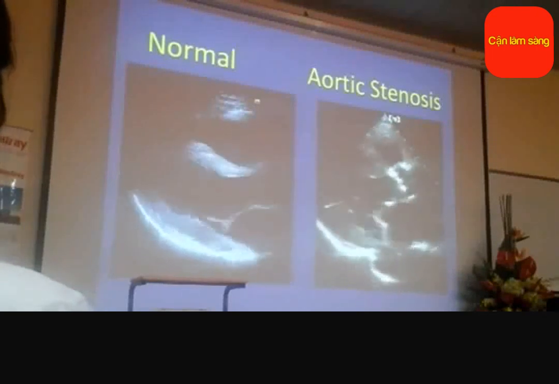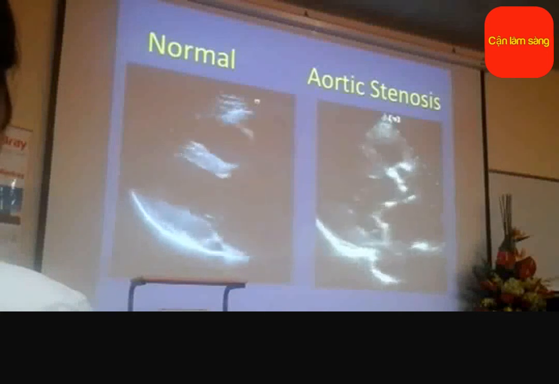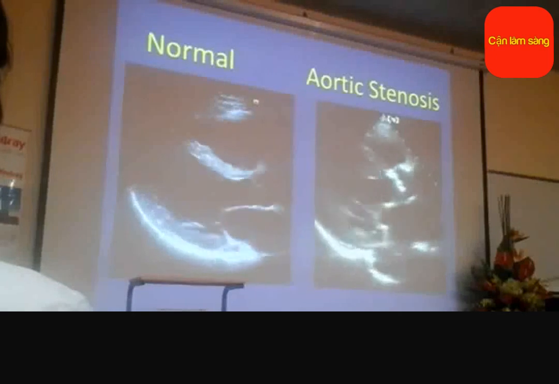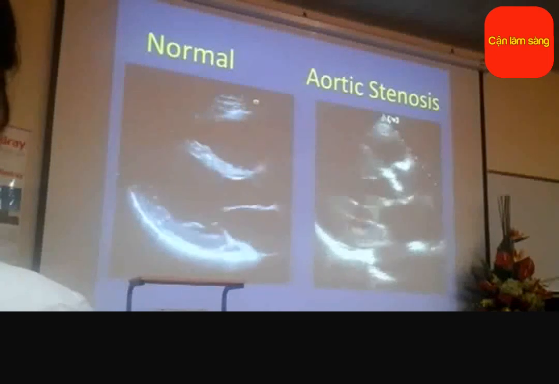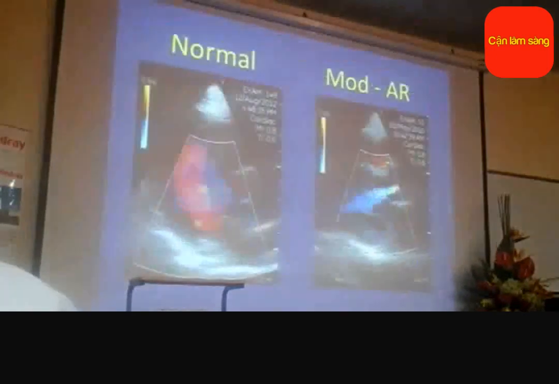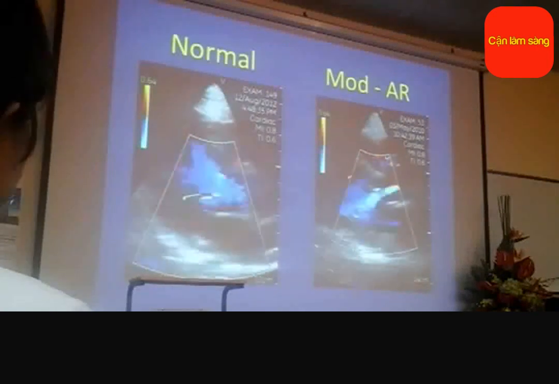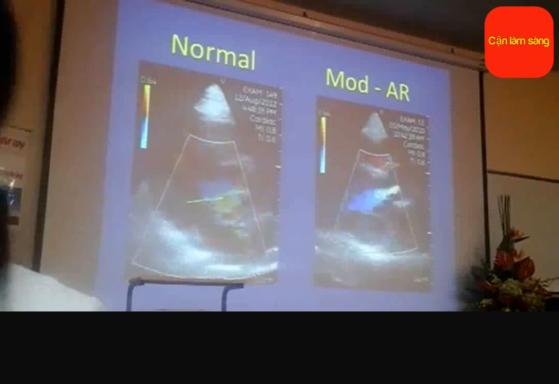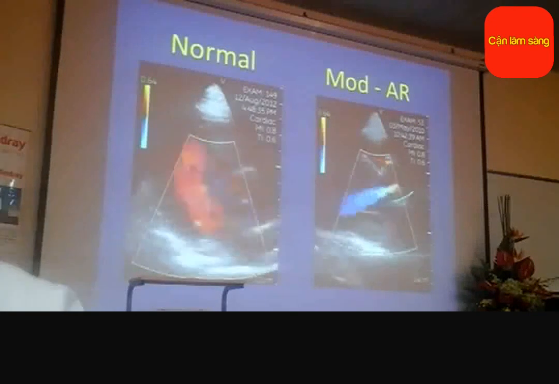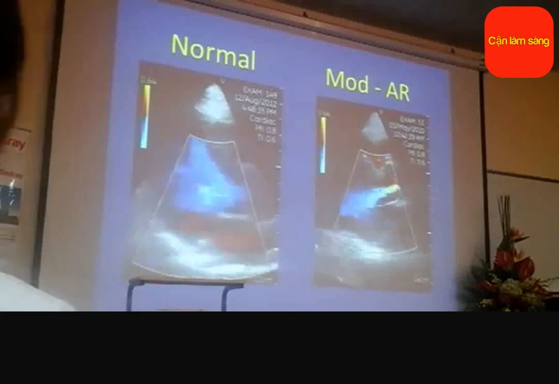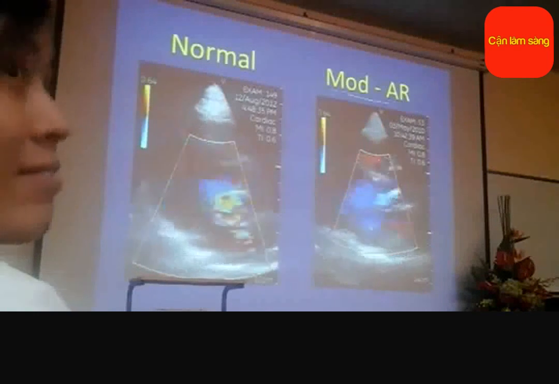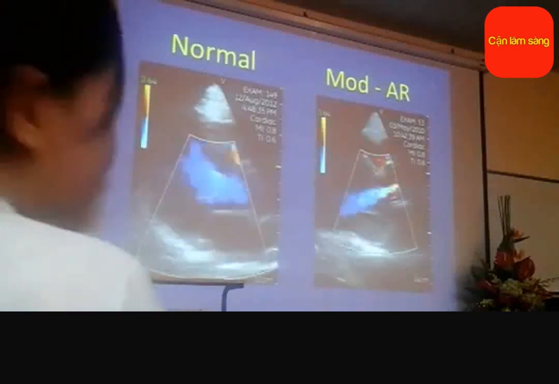Of course, we would use continuous wave Doppler to look at the velocity and the gradient across that valve. So this is the normal patient with no aortic insufficiency, aortic regurgitation, versus some diastolic flow with mild to moderate aortic regurgitation.